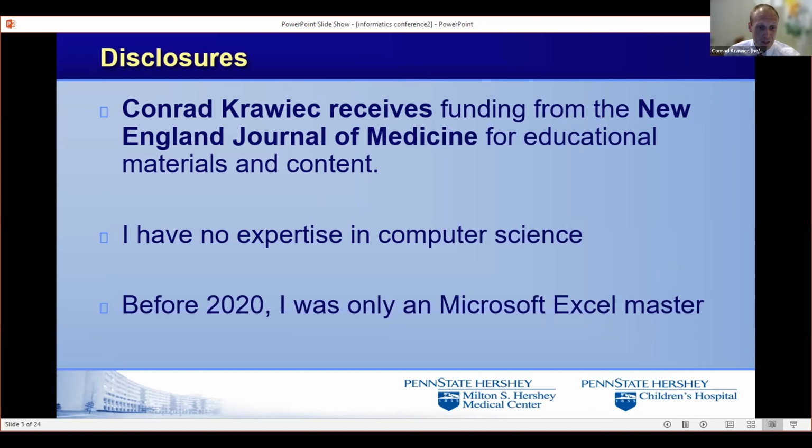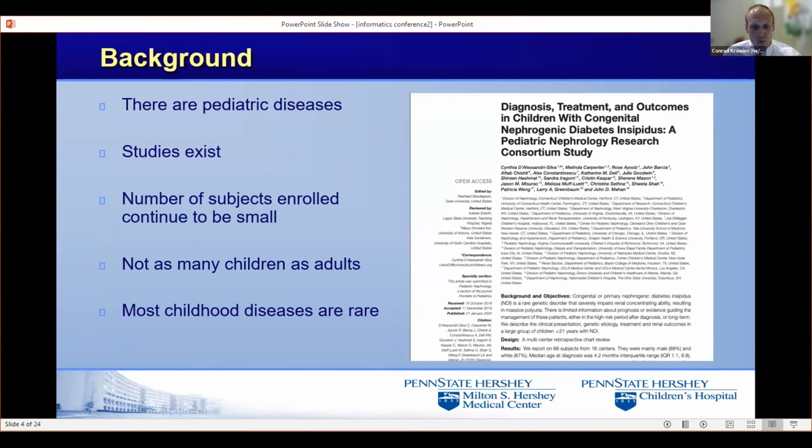You're an Exceller. Some background to provide some perspectives of where I am coming from. There are pediatric diseases, and studies do exist examining these diseases, but the number of subjects enrolled continues to be small. In this paper, on the diagnosis, treatment, and outcomes in children with congenital nephrogenic diabetes insipidus, the Pediatric Nephrology Research Consortium are trying to determine how clinicians approach congenital nephrogenic DI. They also wanted to determine long-term outcomes and prognosis.